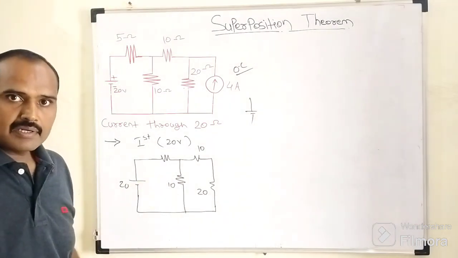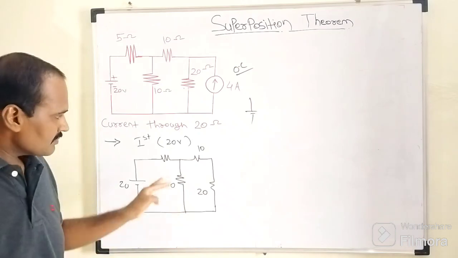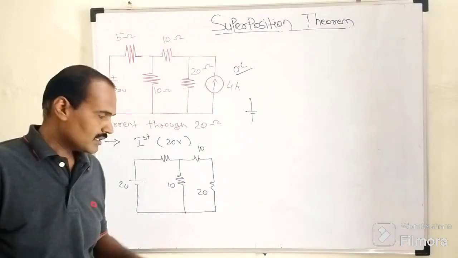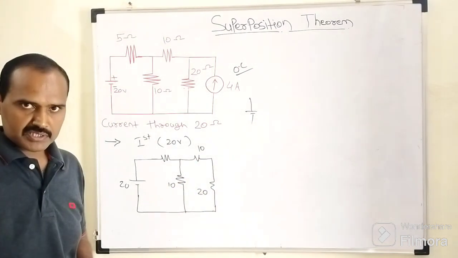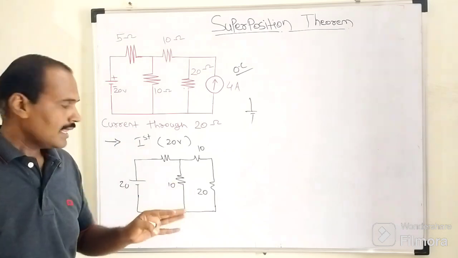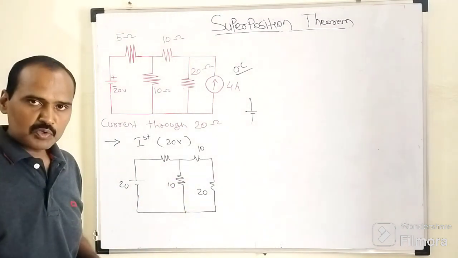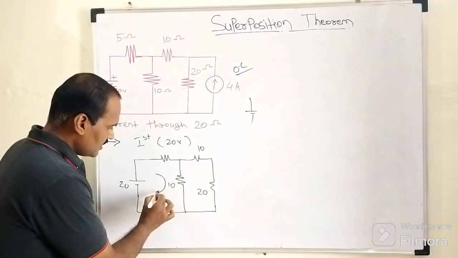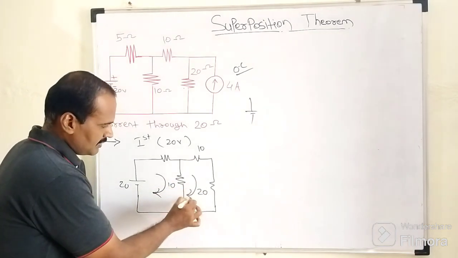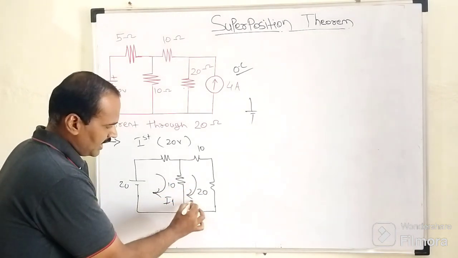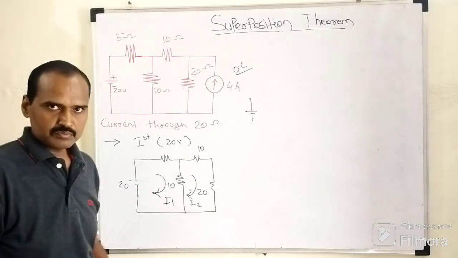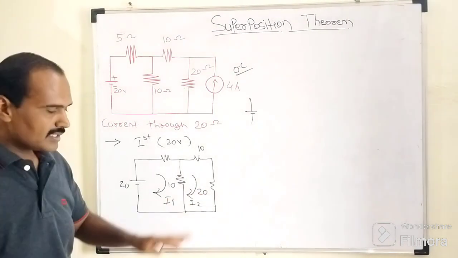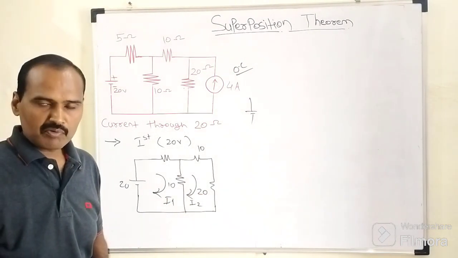And at this particular stage, there are multiple techniques by which we can determine the current flowing through this 20 ohm resistor. If you observe this circuit from a loop analysis point of view, there are two identical loops we are having with us. This will be the current flowing through the first loop, this will be the current flowing through the second loop, I1 and I2, right? So here I2 is nothing but what? The current flowing through this 20 ohm resistor.